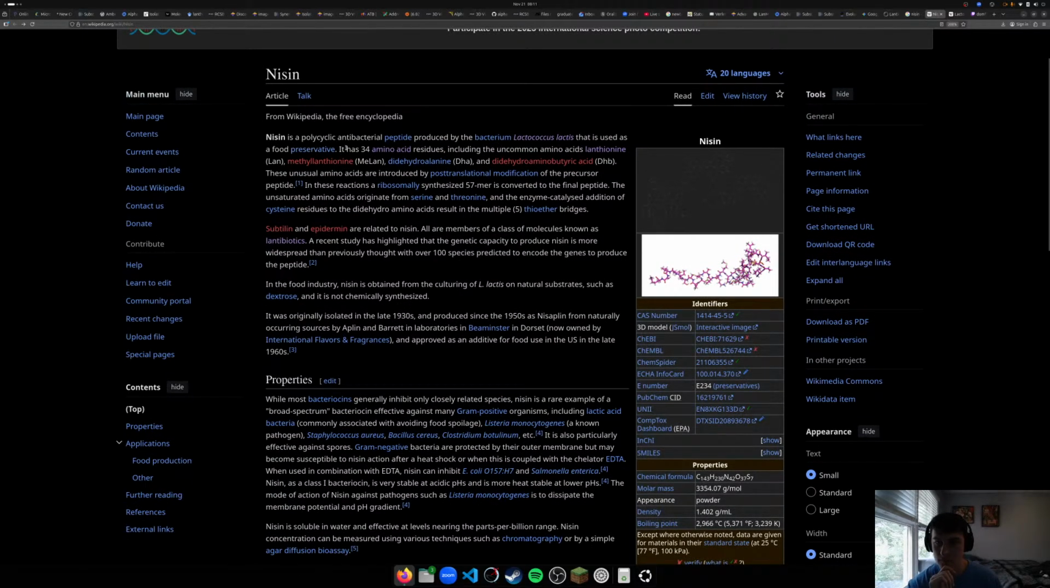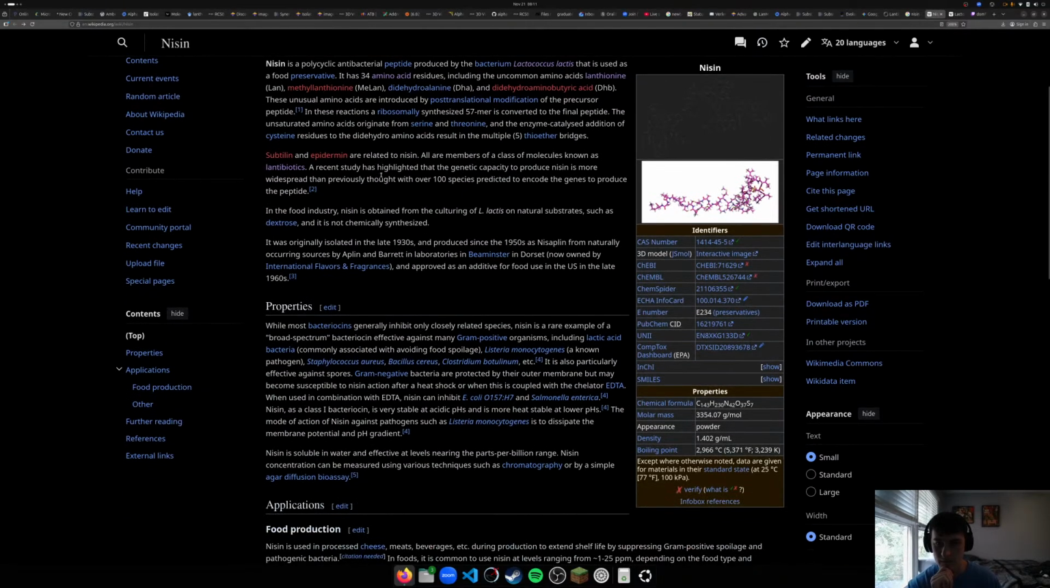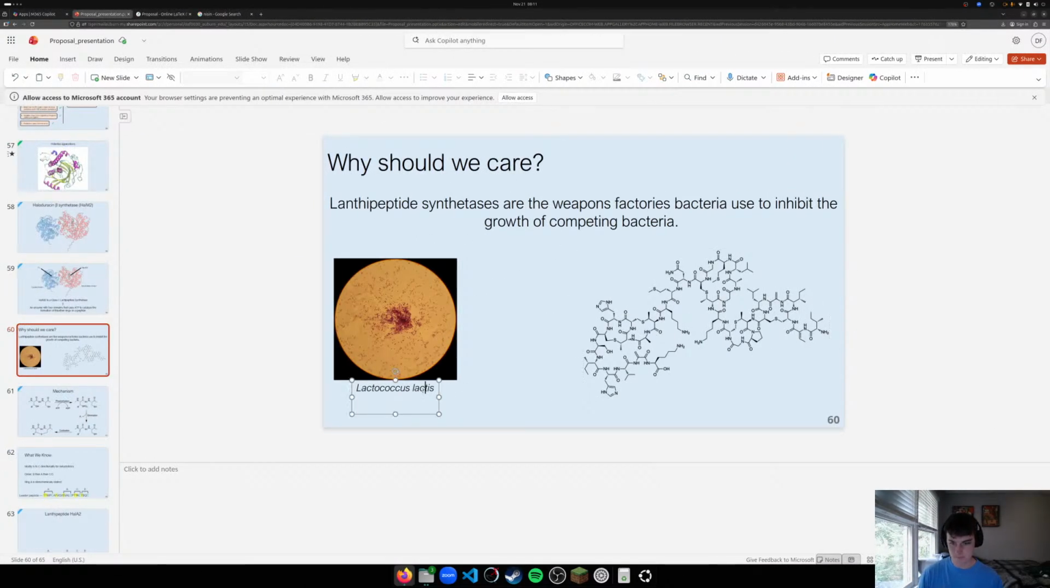34 amino acid residues. As long as it has 57 mer is converted to lanthipeptide. It's so big. And nisin.